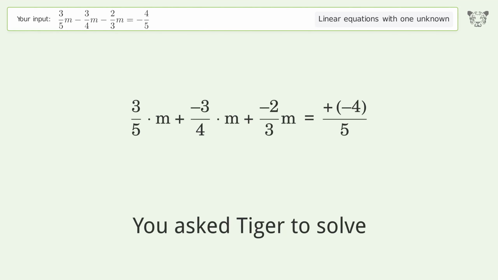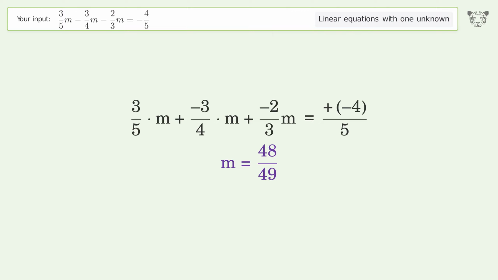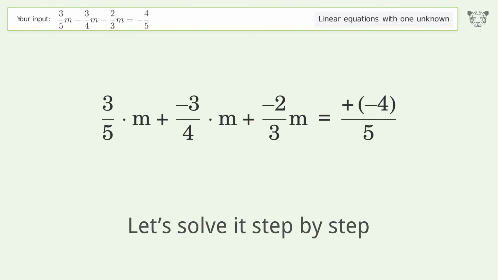You asked Tiger to solve this. It deals with linear equations with one unknown. The final result is m equals 48/49. Let's solve it step by step.